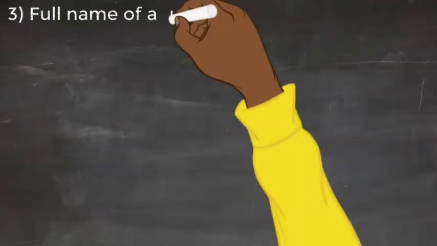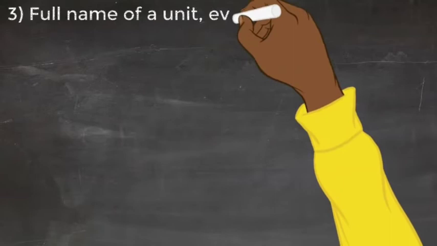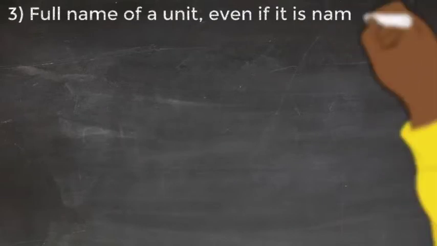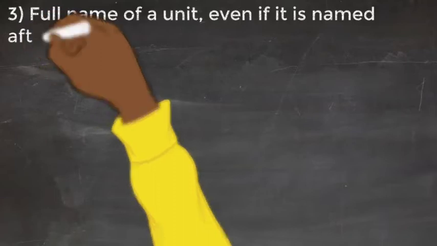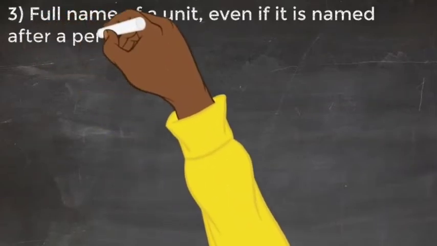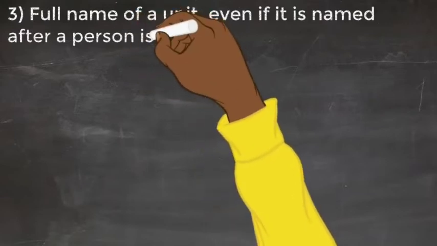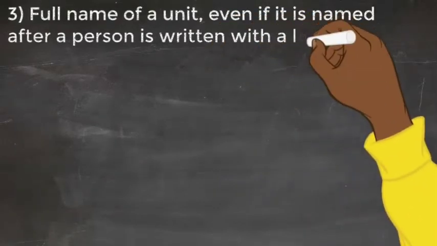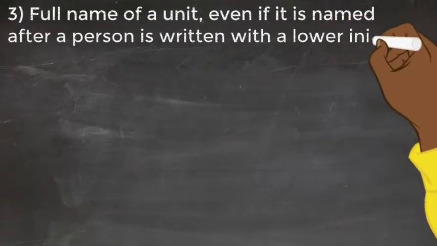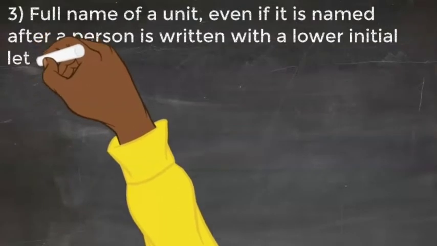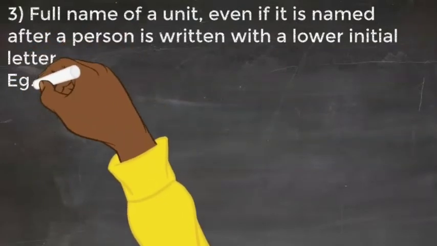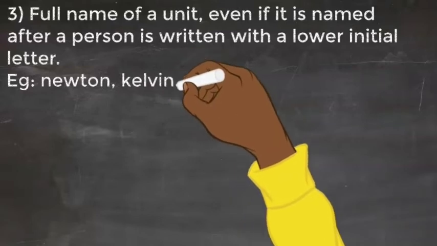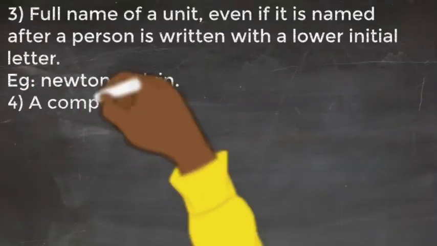Third rule is the full name of a unit, even if it is named after a person, is written with a lower initial letter. For example, newton, kelvin.